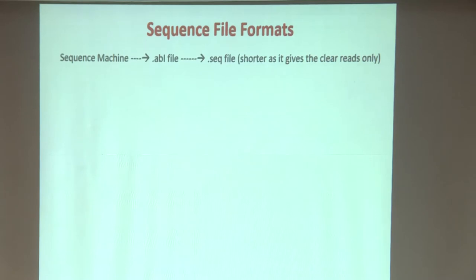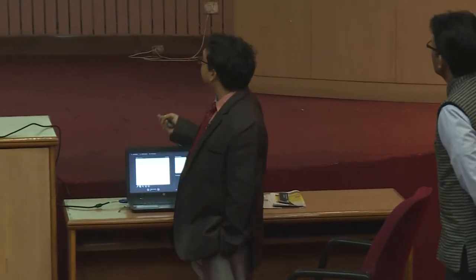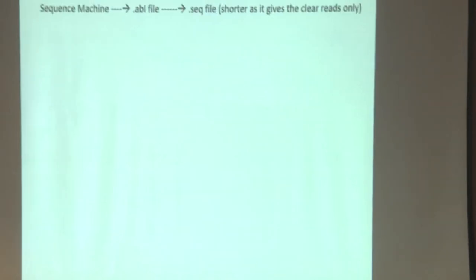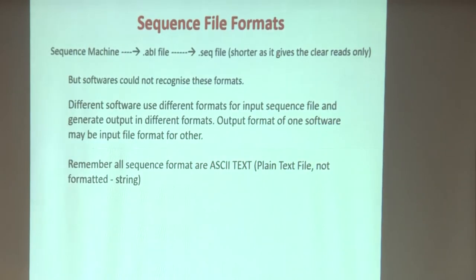So last few days we became familiar with the different machine-generated formats of the sequence. When the machine gives you a sequence, that is a chromatogram file, called the .ab1 file. Now, if you see the .ab1 file, the initial few reads and the last few reads are not formatted files.